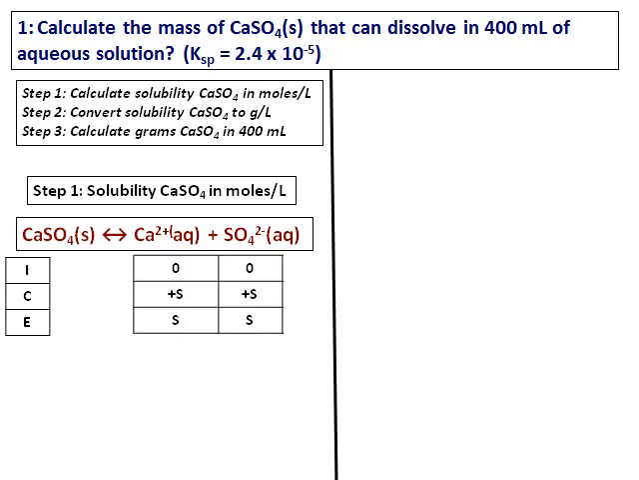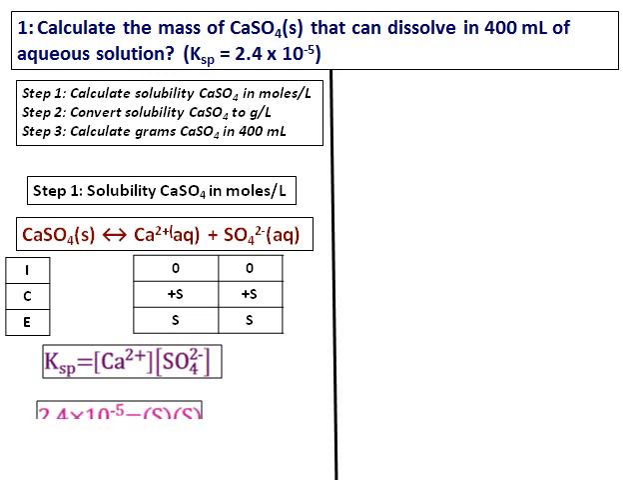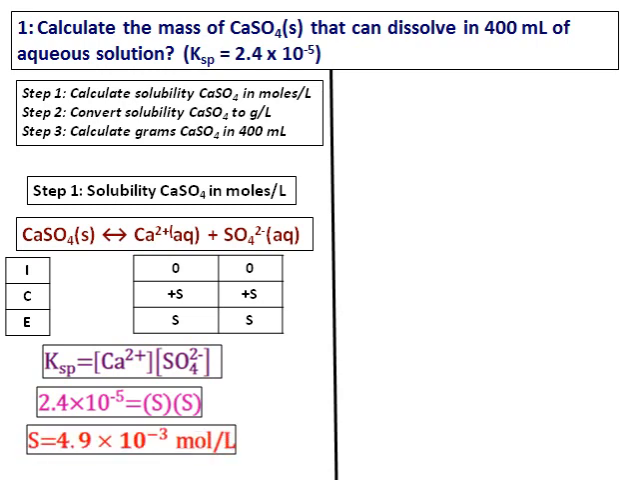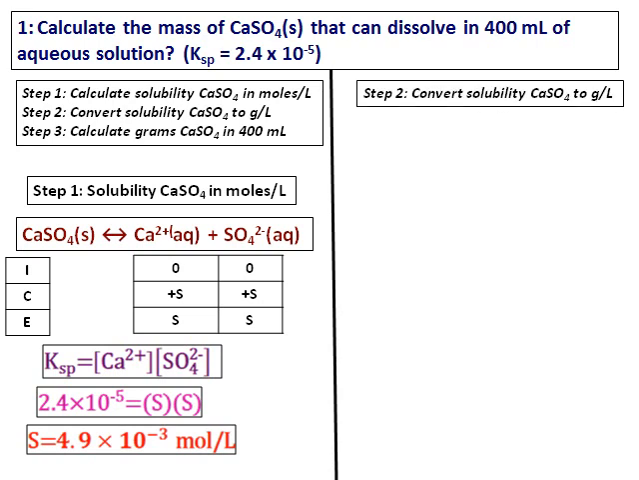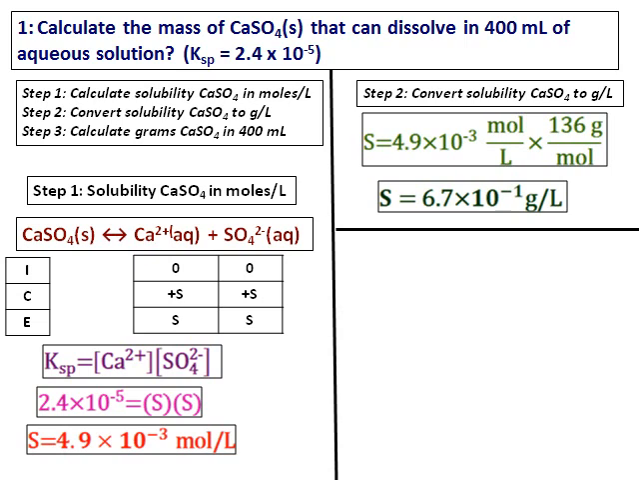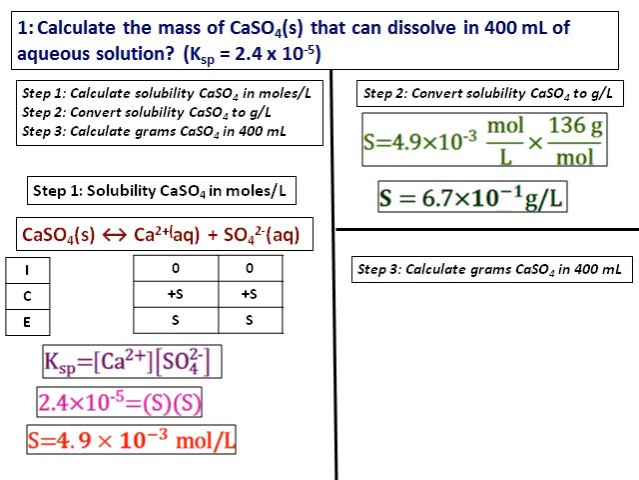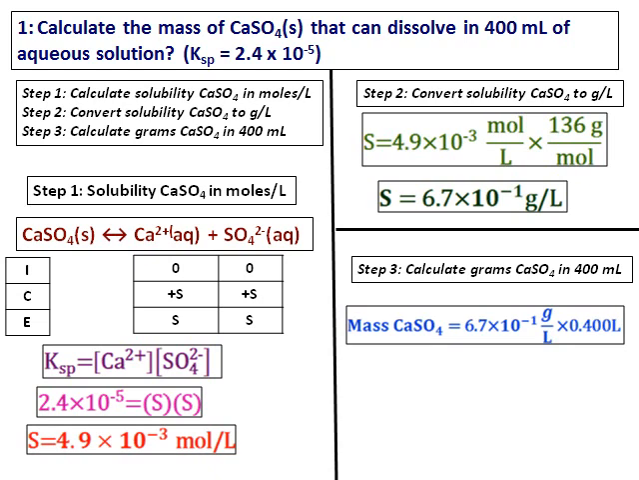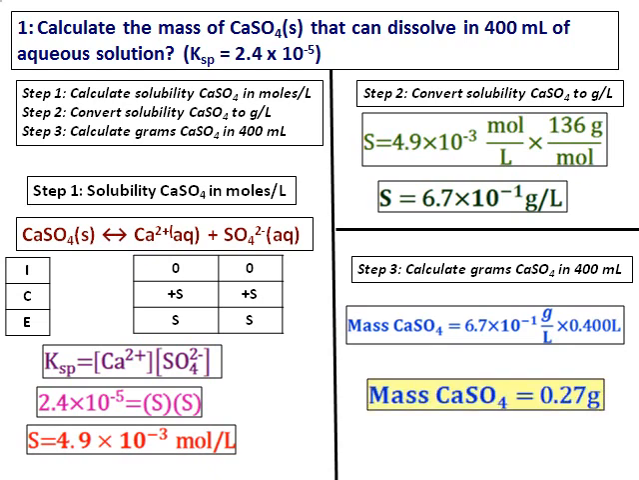So the final equilibrium concentration is S. Substitute all the values into the KSP equation and the value of S you can calculate, and that comes in moles per liter. Now this value I have to convert into grams per liter. In order to do that, just multiply it by the molar mass and I'll get the value of S in grams per liter. Then after getting the value of S in grams per liter, I need to get the grams of calcium sulfate. So that's step 3. Multiply it by the volume. I will get the mass of calcium sulfate in grams.